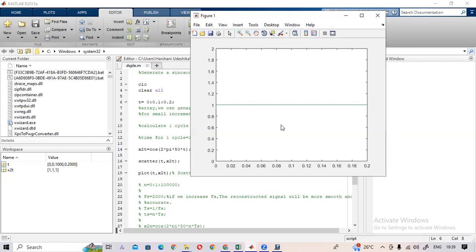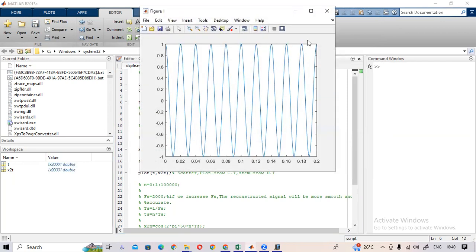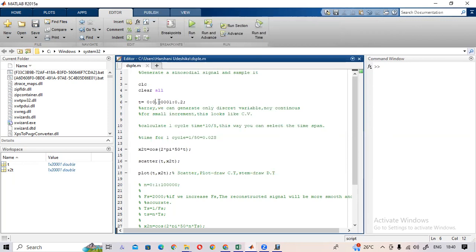Okay, so it is not a sinusoidal signal. Okay, so you have to properly select this increment. Okay, if this increment is very low, that will be very good. Okay, but if you select a very low value, the number of calculating points also increases. Okay, if you calculate this value, you can see now there are 20,000 values. Okay, that means you have to calculate 20,000 values.